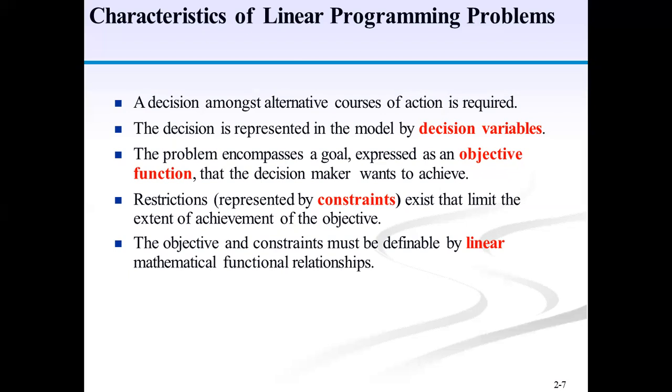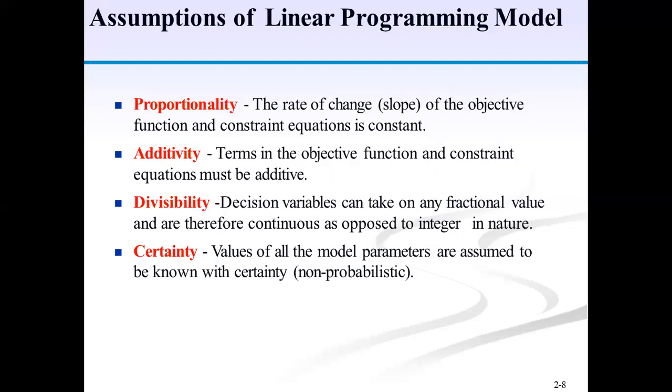So we start with the characteristics of the linear programming problem. A decision among alternative courses of action is required. The decision is represented in the model by decision variables. The problem encompasses a goal, expressed as an objective function, that the decision maker wants to achieve. Restrictions exist that limit the extent of achievement of the objective. The objective and constraints must be definable by linear mathematical functional relationships. So these are the characteristics.